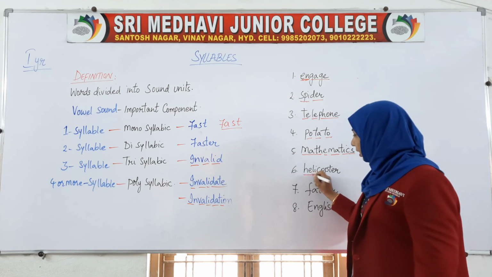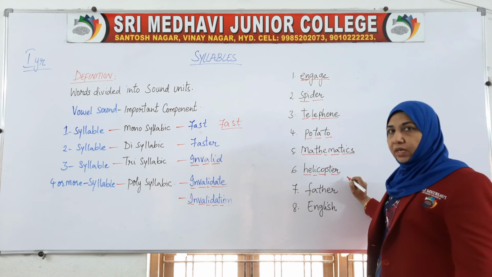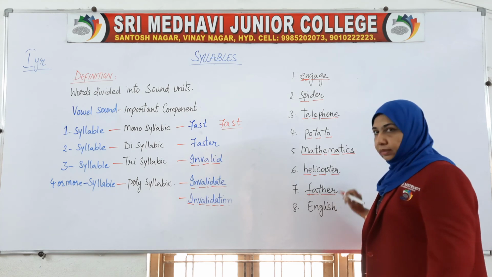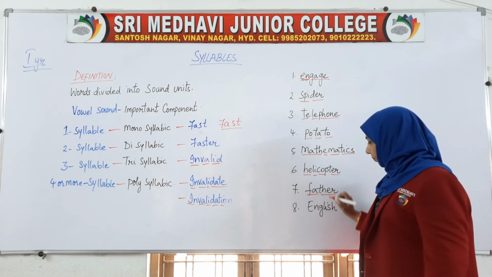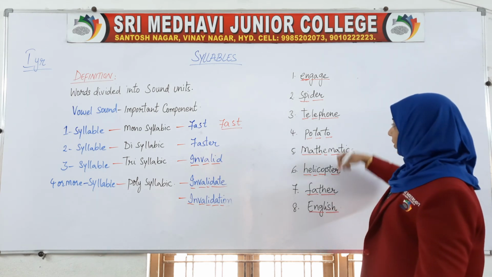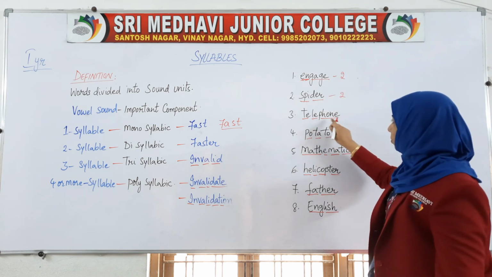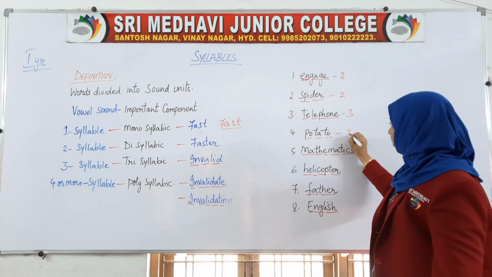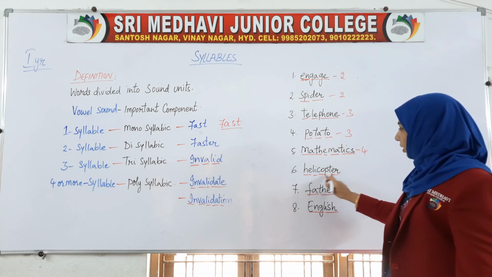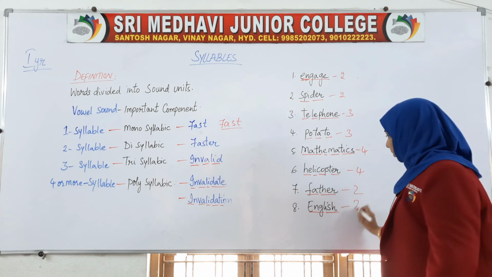Now next is helicopter. Helicopter. Father. Only 2. Now here, English. So how many syllables are we getting here? 2. 2, 1, 2, 3. Here 3. 1, 2, 3, 4. Here 1, 2, 3, 4. Here 2. Again here 2.